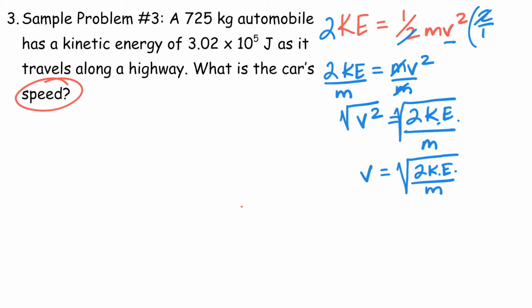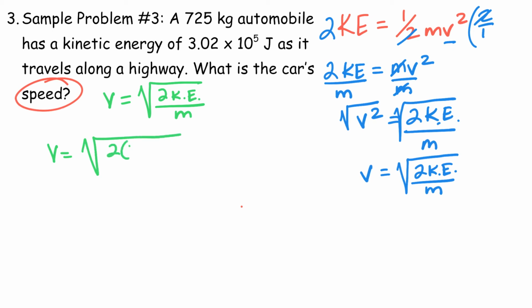So now I'm going to take this formula and rewrite it over here. Velocity equals the square root of 2 times the kinetic energy divided by mass. And I'm going to plug in my values. 2 times kinetic energy is 2 times 3.02 times 10 to the 5th joules divided by the mass, which is 725 kilograms.